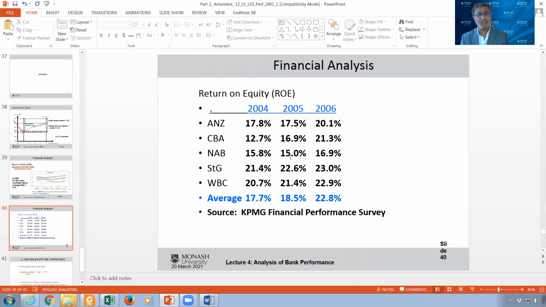This is just some other data. As I told you, KPMG and the others always report about all banks around the world. This is the KPMG report about the Australian banks.